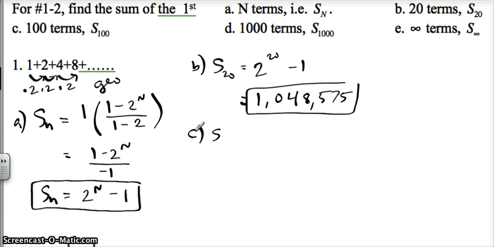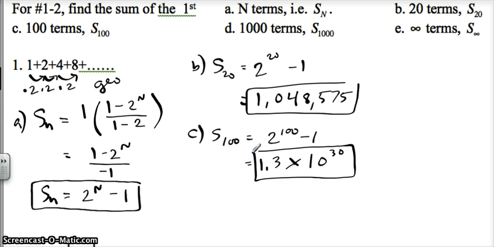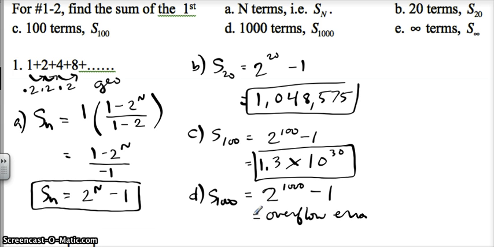Letter C, let's do S sub 100. That's 2 to the 100 minus 1. That gives us 1.3 times 10 to the 30th, a really large number. Let's go on to D. We're going to increase it to 1,000 terms now. So we have 2 to the 1,000 power minus 1. And my calculator cannot handle it. It says overflow error, which makes sense.